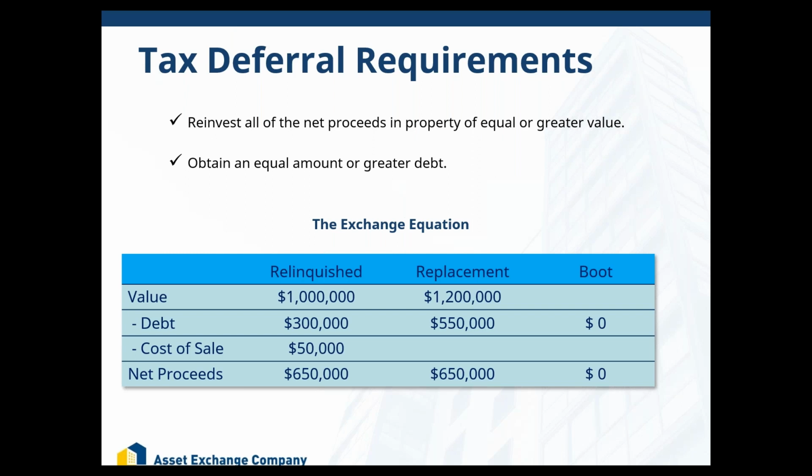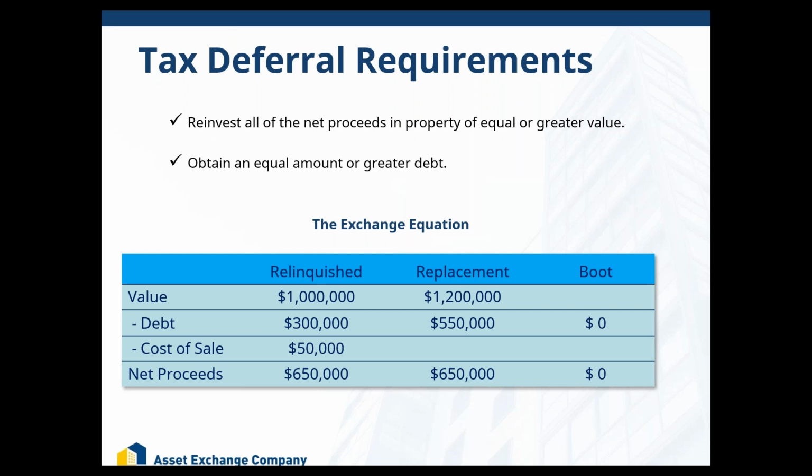If they do that, they just met rule number one, because they're using all of the net proceeds and they're buying a property of greater value than what they sold. Now, they still need another $550,000 to help them buy that replacement property for $1.2 million. So what do they do in this case? They go out and get a loan for $550,000. Now, by getting a loan of $550,000, they actually just meet rule number two.